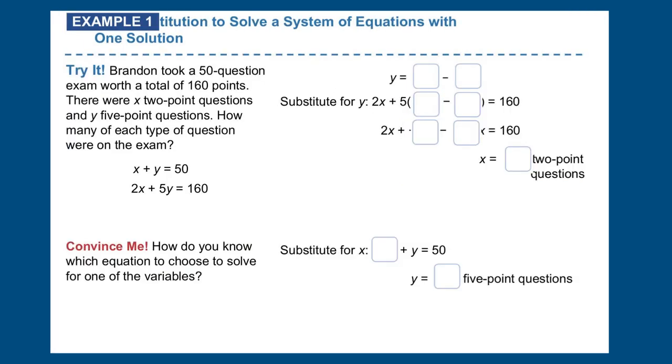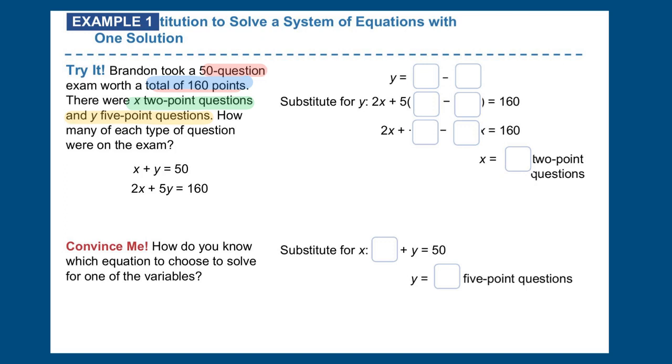All right, this is the try it at the bottom of page 282. It said that Brandon took a 50-question exam with a total of 160 points. So let me change my color on that. A total of 160 points. There were X 2-point questions and there were Y 5-point questions. How many of each kind of questions were there?